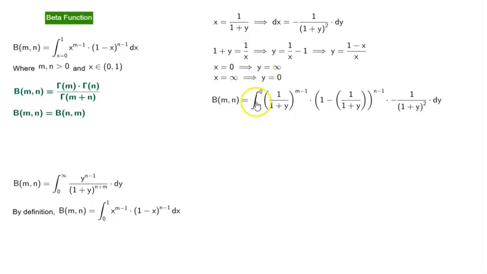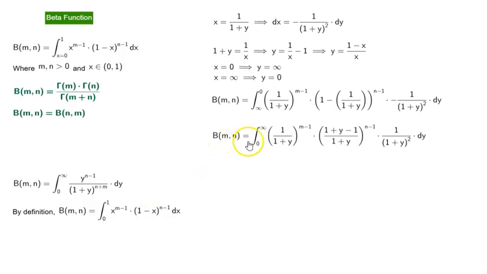So here the limits have got interchanged. Here we have x to the power of m minus 1, and x is 1 by 1 plus y, to the power of m minus 1, times 1 minus x. So 1 minus x is again 1 by 1 plus y to the power of n minus 1, times dx. So dx is minus 1 by 1 plus y square dy. Again, we have to be very careful with substitutions.